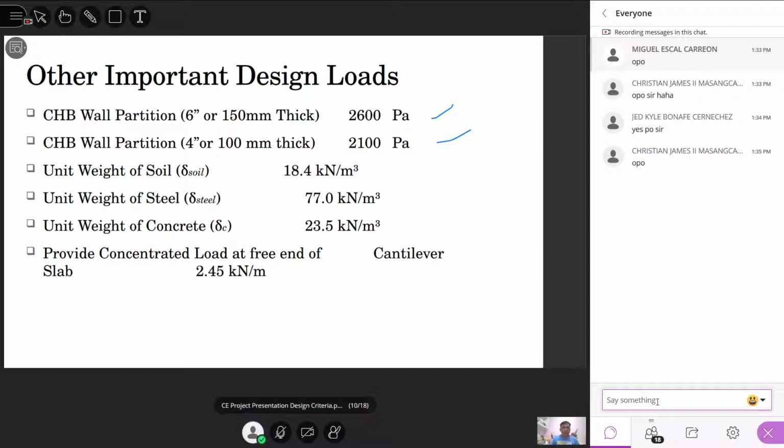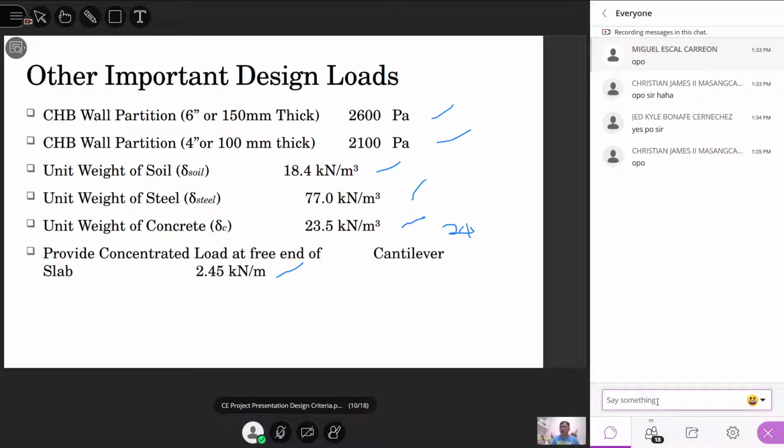Again, unit weight of soil, 18.4. We sometimes use that, especially in the design of foundations. Unit weight of steel is 77 kN per cubic meter. Unit weight of concrete, 23.5. What I used in my computation is 24, so we are over-designing there. And then, provide a concentrated load at the tip of the cantilever slab. That is 2.45 kN per meter.